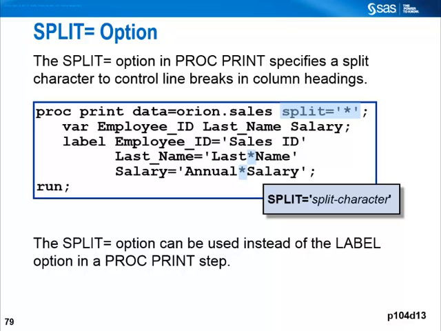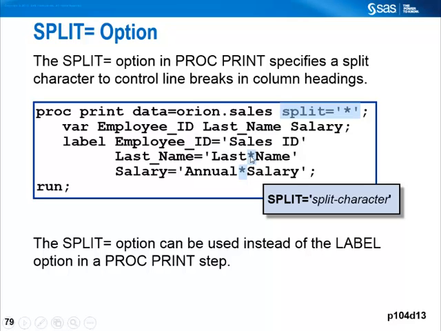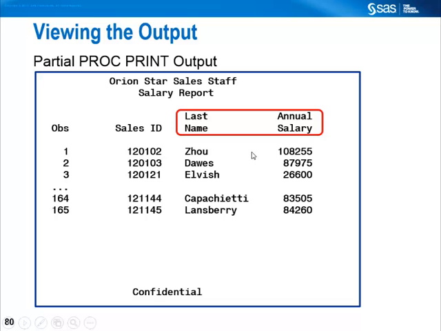So this split equal to option can be used instead of the label option in a proc print step. And when we see the output, we see the last name get divided into two parts because we have put an asterisk in between, so it will always view the results in multiple lines.